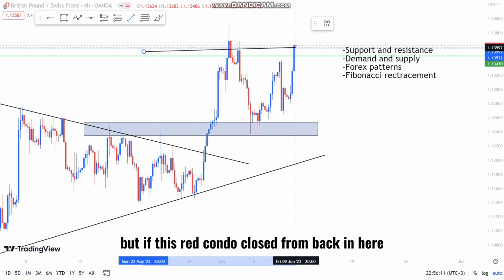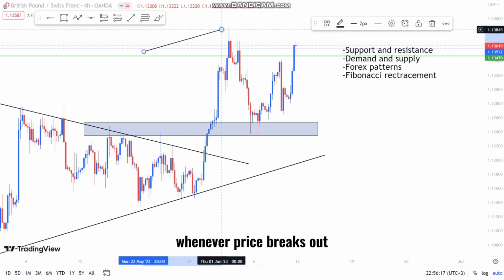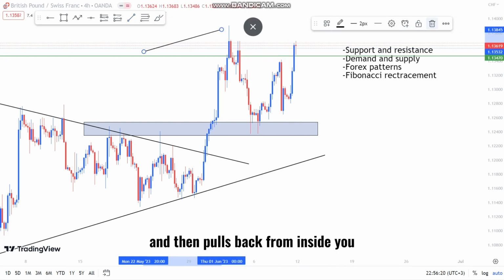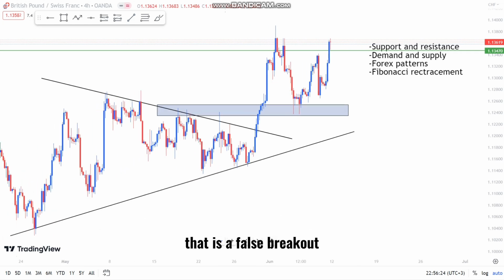But if this red candle closes back in here, it means price may first push back to the downside. And most of you know that whenever price breaks out and then closes back inside where it has been broken, we don't consider that a breakout. That is a false breakout. So traders, this is our trade.